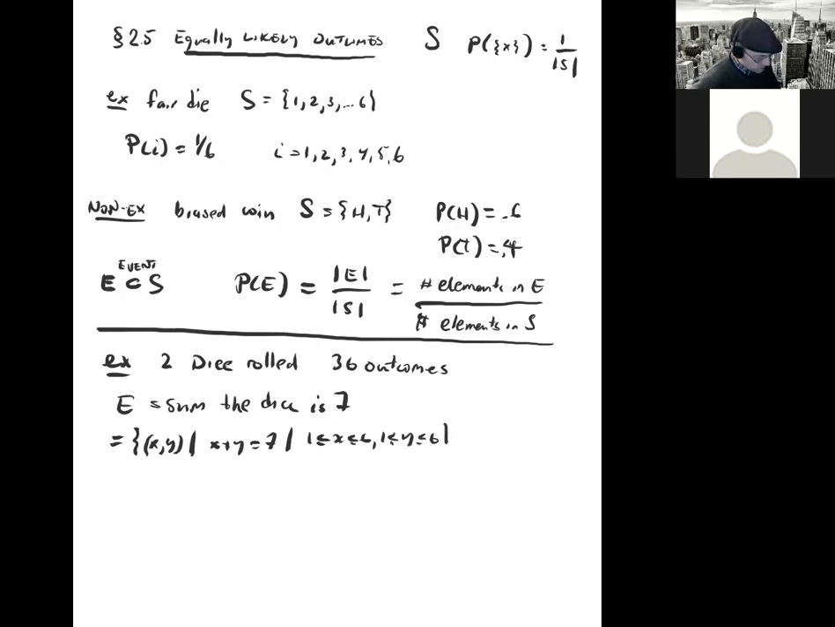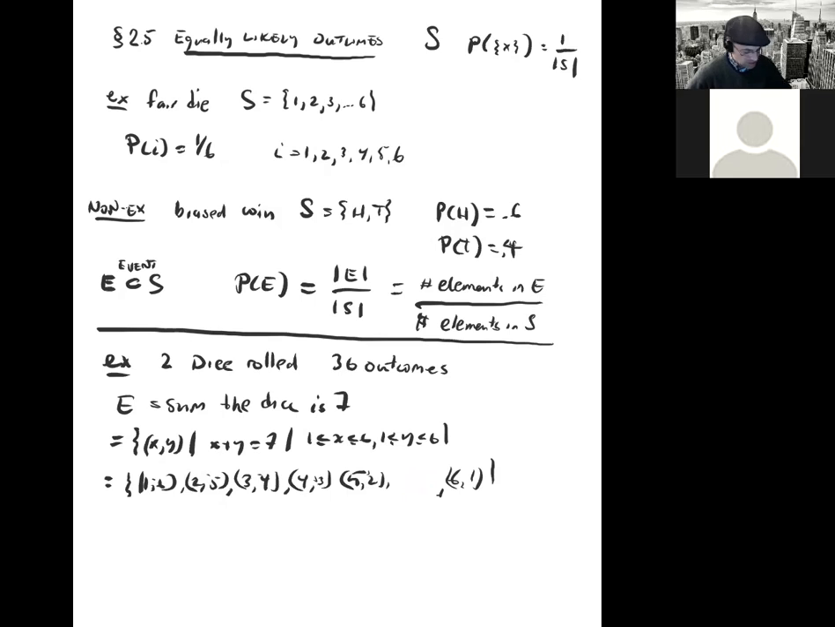We can also write this explicitly, as we've seen before: (1,6), (2,5), (3,4), (4,3), I forgot (5,2), and (6,1). So how many are there? There are 1, 2, 3, 4, 5, 6, 7. I'm missing something. Oh, I counted (2,5) twice. That's no good. Okay, so how many outcomes are there?